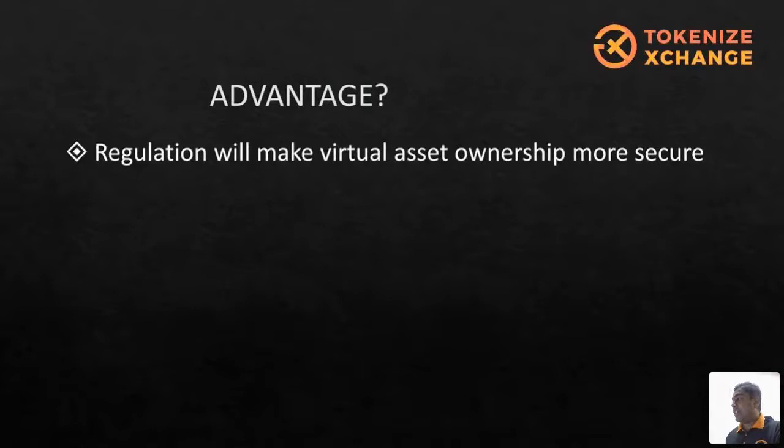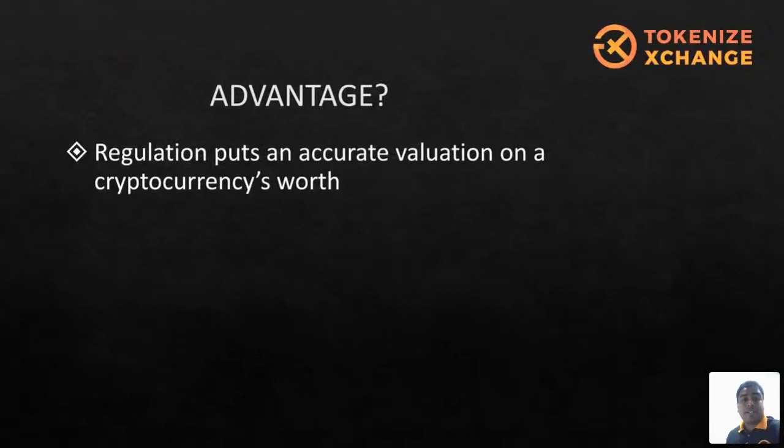So let's talk about the advantages of being regulated. Regulation will make virtual asset ownership more secure. In 2017, the Bitcoin bull run was fueled largely by misinformed, casual new entrants. Basically, it created a bubble, and a lot of things happened during 2017. Everybody knows what happened to Bitcoin in 2017. The price just went up and created a bubble. So when you have regulation, it makes the asset more secure. Another part is that regulation puts an accurate valuation on a cryptocurrency's worth. Nope, I did not say the price will rise.